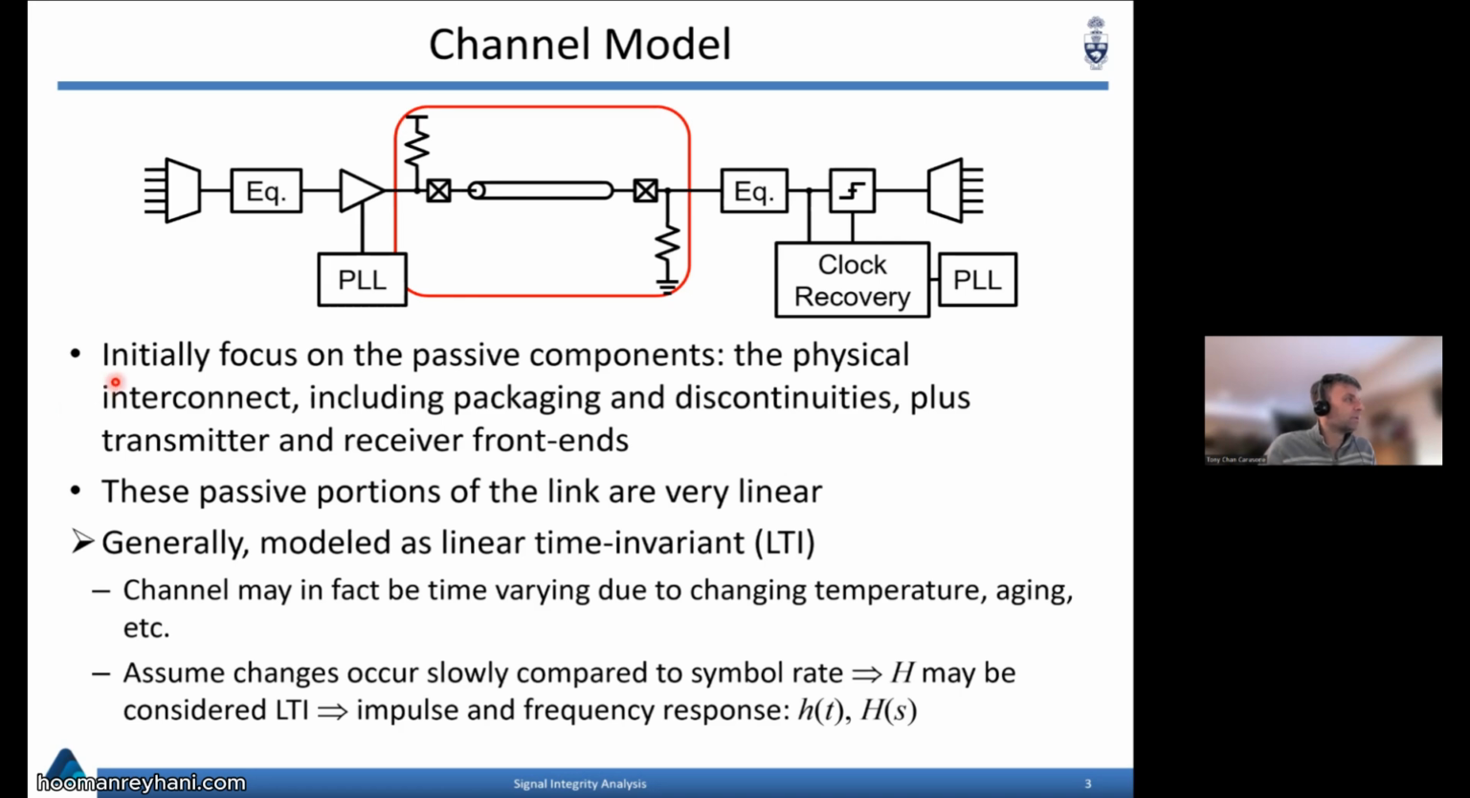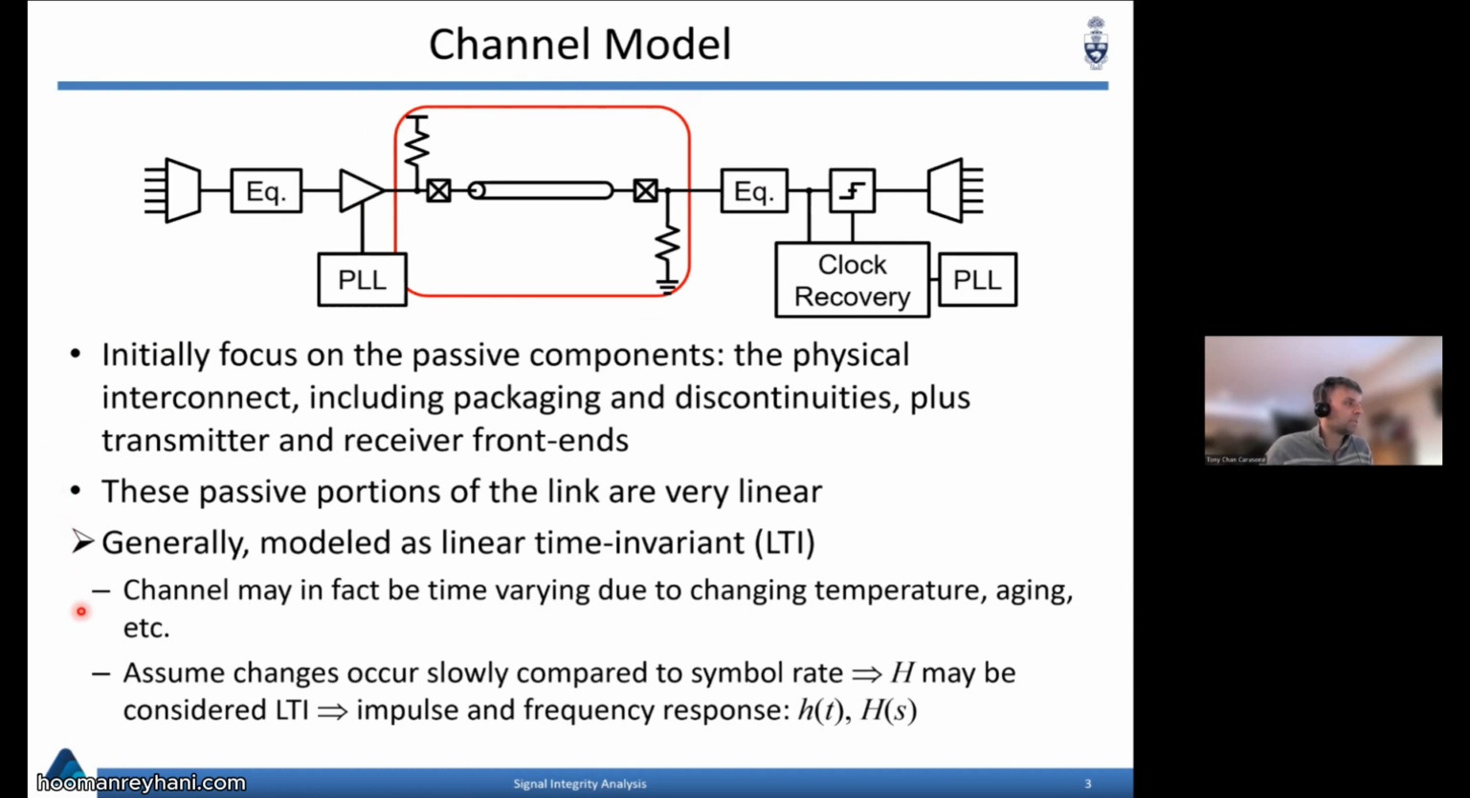So again, we start out focusing initially on the passive parts of the model, the physical interconnect, including the packaging and the discontinuities, plus the very front ends of the transmitter and the receiver. These passive portions of the link are very linear. Again, if you restrict yourself to passive electrical components, they're pretty much ideally linear, and they're generally modeled as LTI systems.